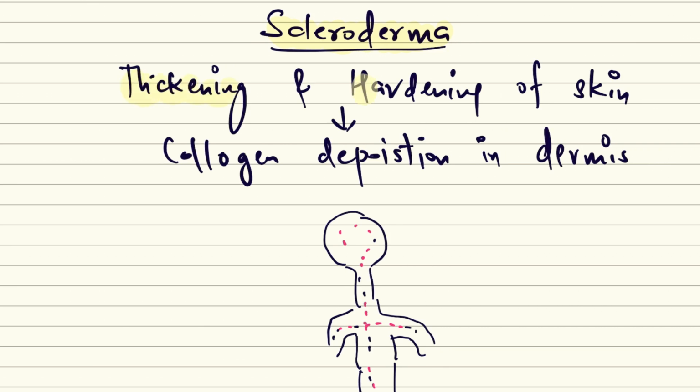We find there is thickening and hardening of the skin, and this occurs because of the collagen deposition in the dermis of the skin. So here we can see a lot of collagen is deposited in the skin of a patient of scleroderma, and the skin becomes very tight, and we find hardening of the skin.